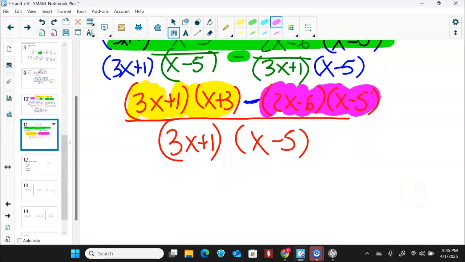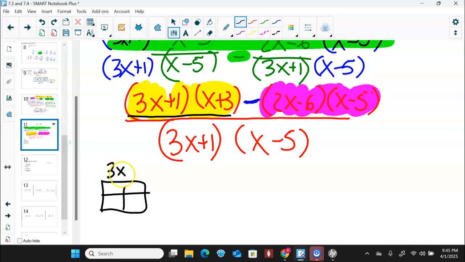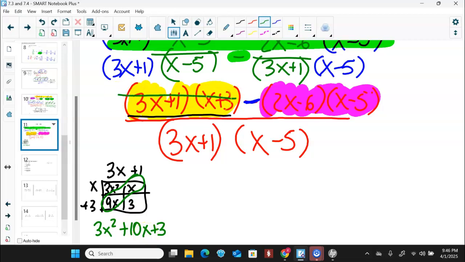So first, I'm going to multiply these two factors here. I'm going to do a little box method here, or you can do FOIL, 3x plus 1 and x plus 3. Everybody should know by now how to do a box method. This is 3x squared, x times 1 is x, 3 times 3x is 9x, and 3 times 3 is 3. You are going to combine things that are alike in the middle. So you got 3x squared in the first box, 9x plus x is 10x, and then the last box is 3. That's this, okay? Now, I'm going to take the second part and multiply it right here.